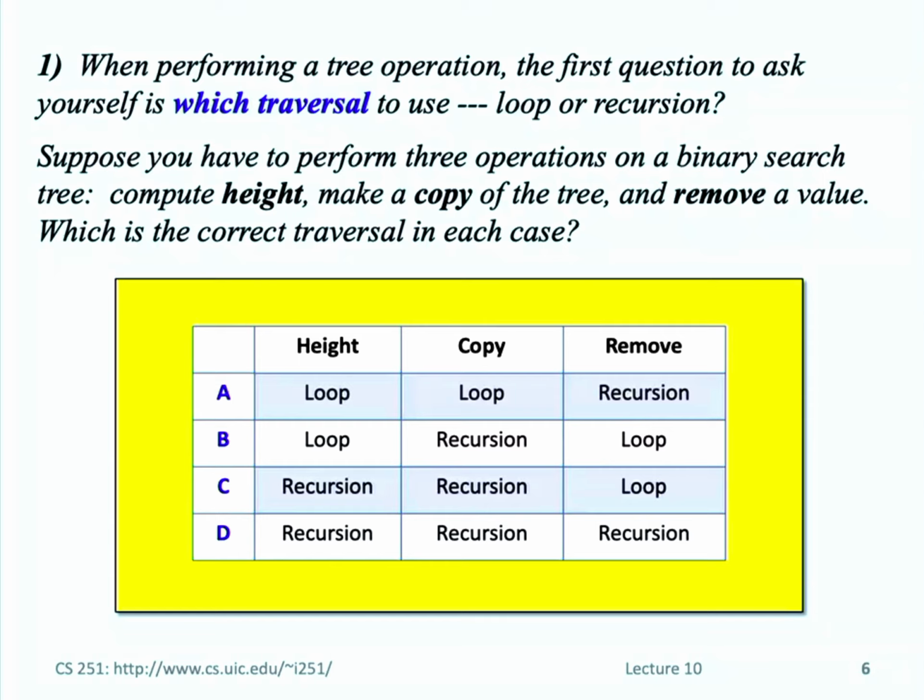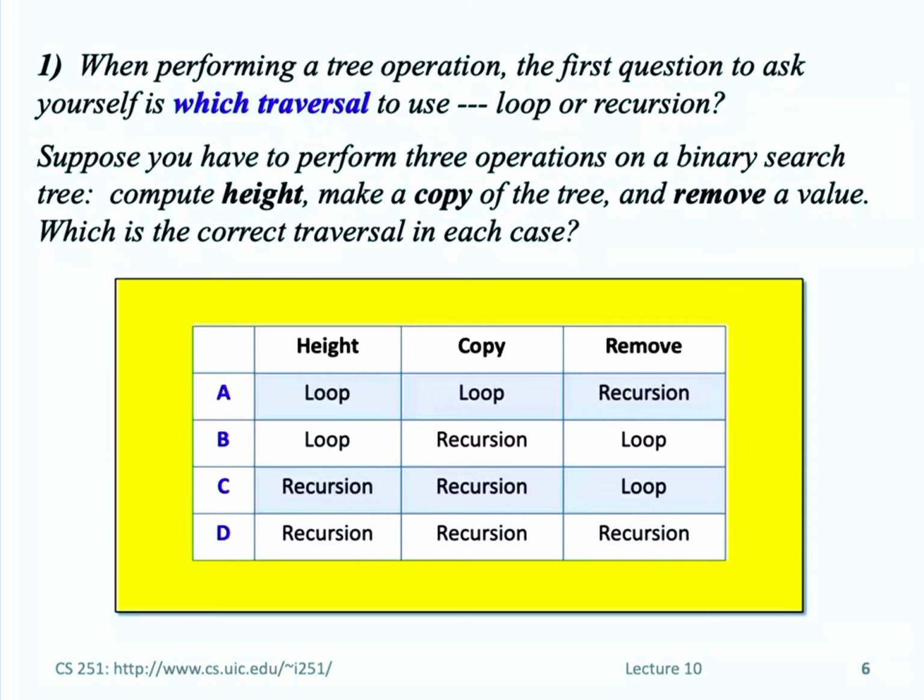All right. So C is the correct answer: for hide and copy, we're using recursion, and for removal we're using iteration. Now, what's fundamental about these specific operations that we either choose recursion or iteration?